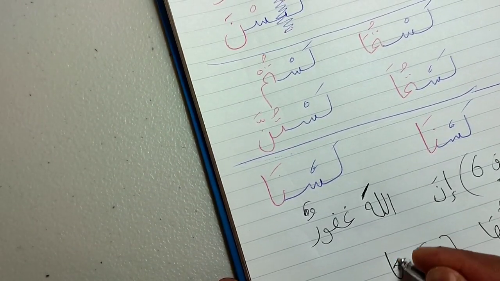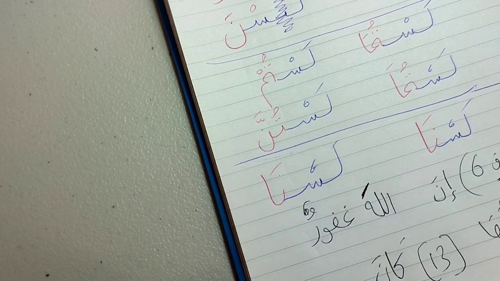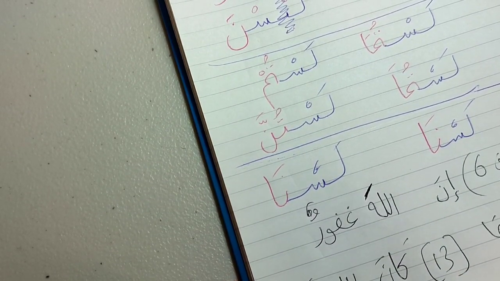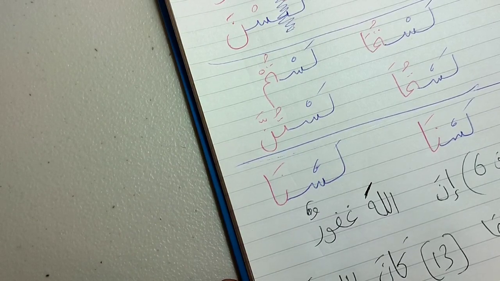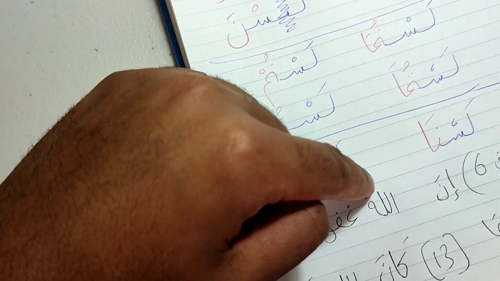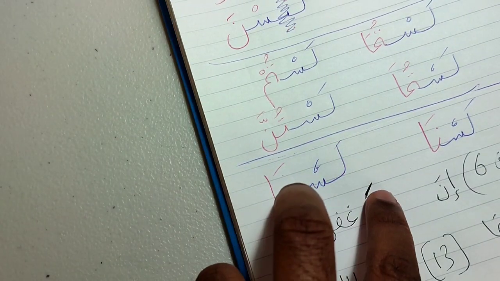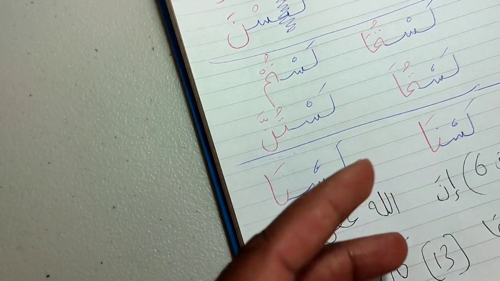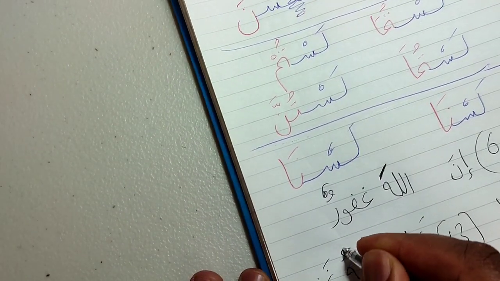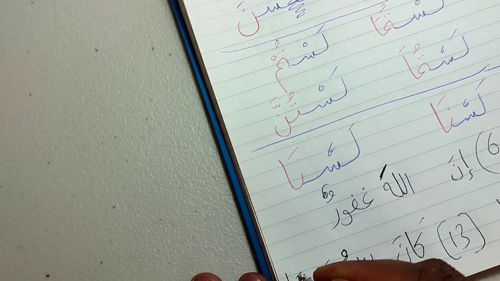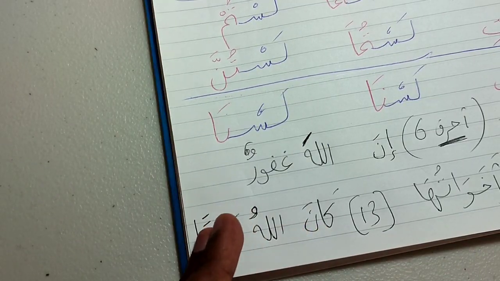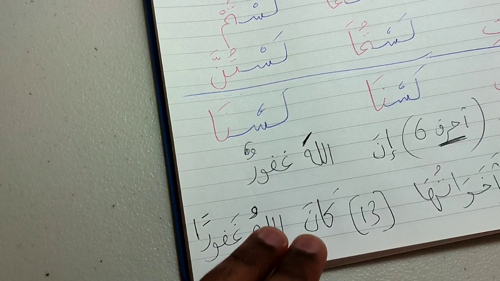We said Kana does the opposite. So let's have Kana. We have Allah Ghafurun. Kana is going to make this the opposite. The opposite of mansoob and marfu' is going to be the reverse. This is going to be marfu', and Ghafuran is going to be mansoob. Kana Allahu Ghafuran.